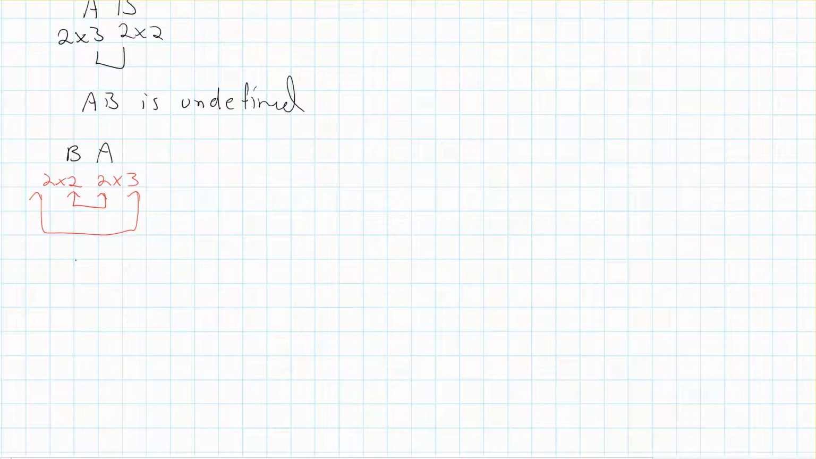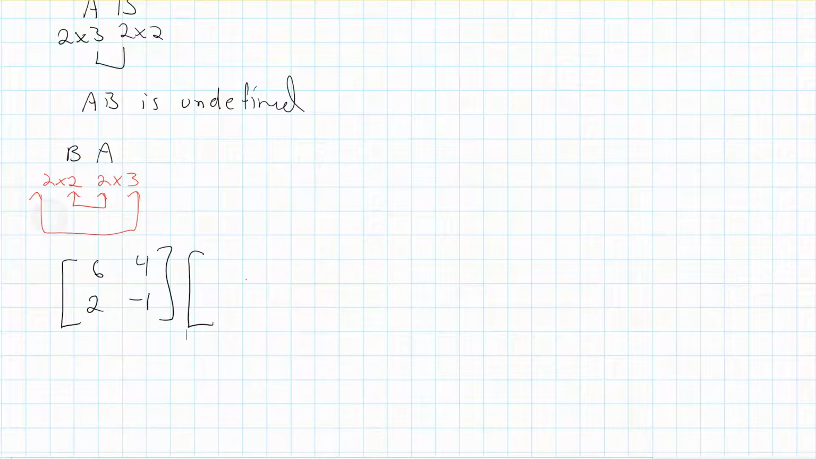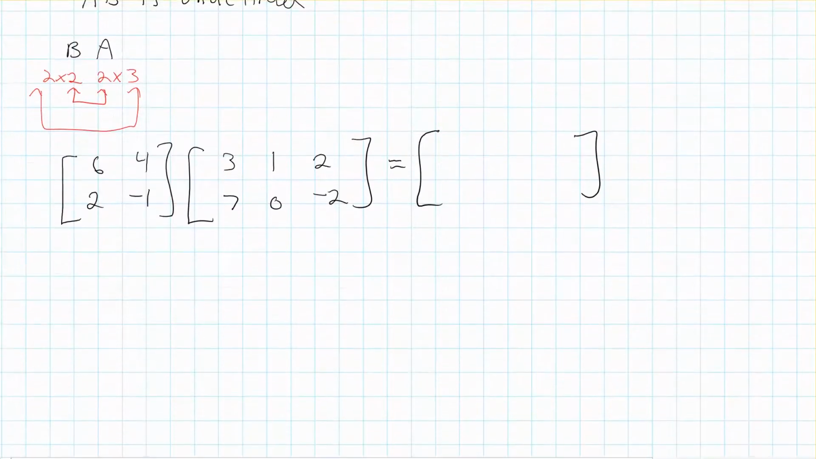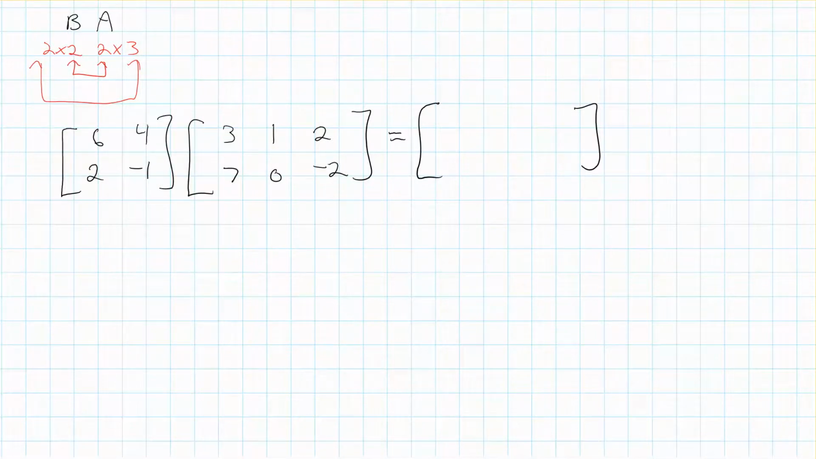So we've got 6, 4, 2, negative 1 times 3, 7, 1, 0, 2, negative 2, and this is going to equal, and I'm not going to put the blanks there, but it's a 3 by 2 matrix. Now I am going to write all the equations down, but I'm not going to draw the lines here. So let's first do C11.